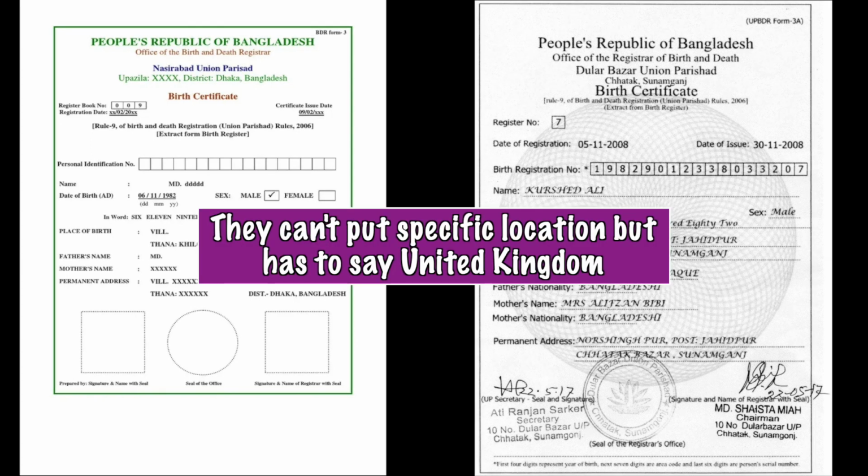So make sure you get the details exactly right. One thing to bear in mind is that, for example, my passport says I was born in Tameside, and my wife's says she was born in London. On the Bangladeshi birth certificate, they can't specifically put London or Tameside, they'll just put United Kingdom, but that is sufficient. So make sure you get those details right.